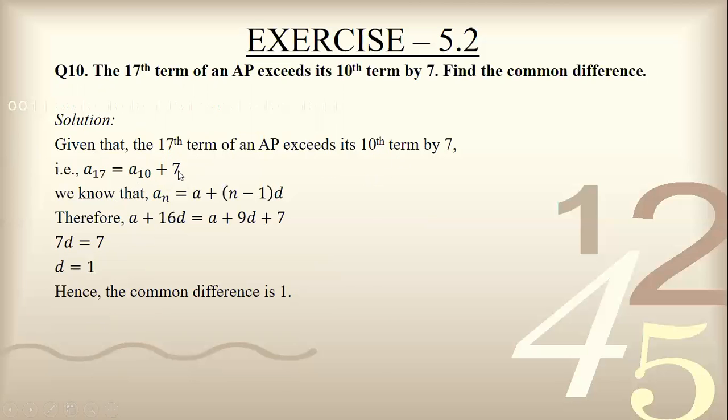So plus 7. We know that an is a plus n minus 1 into d. So we'll substitute that. A17 will be a plus 16d and A10 will be a plus 9d plus 7. Now here a will get cancelled. We can solve for d. We get 7d equal to 7. So d is 1. Hence the common difference is 1. That's what we are asked to find. Directly we'll get the answer.